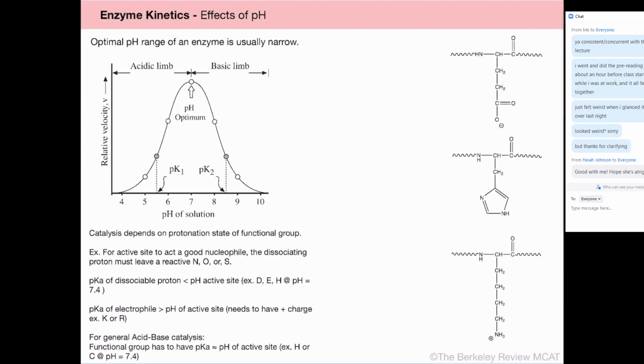All right. And then something called general acid-base catalysis: your functional group has to have a pKa similar to the pH of the active site. We'll talk about this when we're talking about chymotrypsin. That's why histidine is such a special amino acid residue. Its functional group's pKa is close to physiological pH, so it can act both as an acid and a base, depending on the situation. It can either accept electrons or donate them.